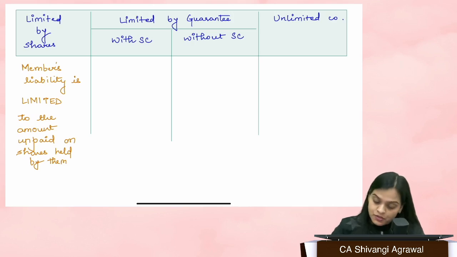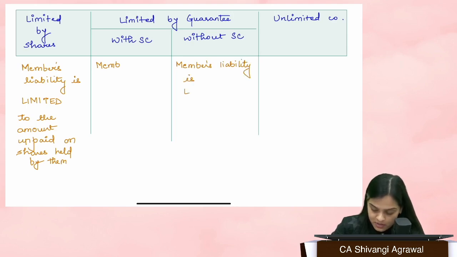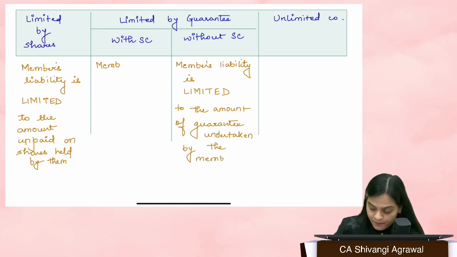Okay, so in this case, let me first write over here without share capital. Members liability is again limited to the amount of guarantee undertaken by the member. Because all it has is only guarantee. There is no share capital.